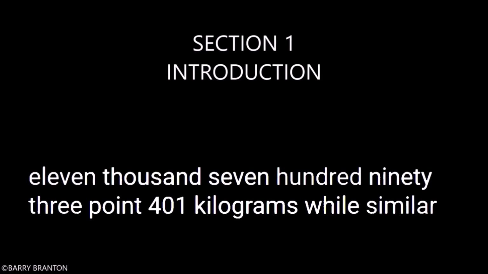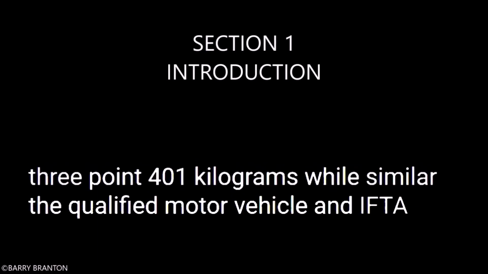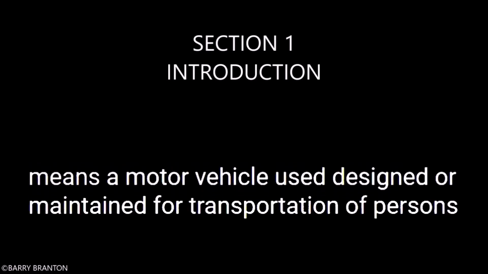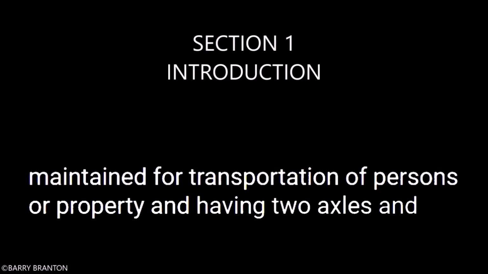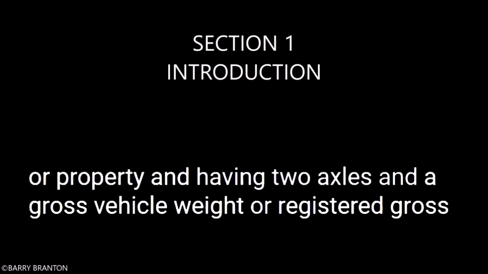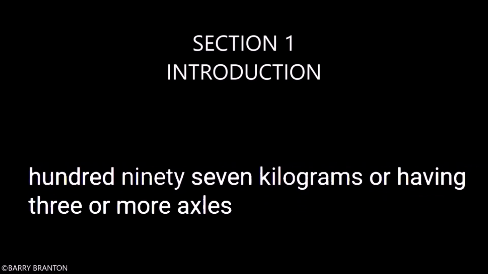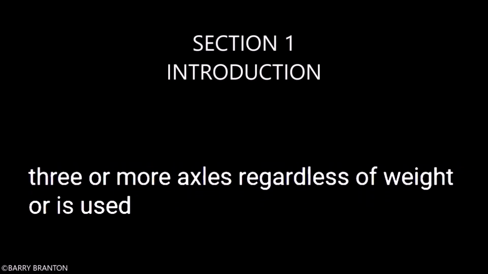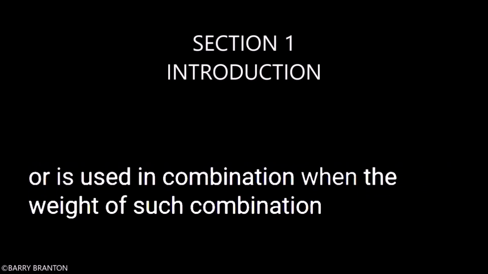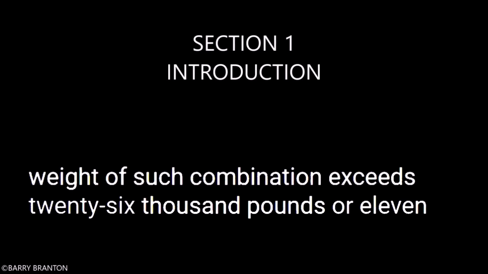11,793.401 kilograms. While similar, the qualified motor vehicle in IFTA means a motor vehicle used, designed, or maintained for transportation of persons or property and having 2 axles and a gross vehicle weight or registered gross vehicle weight exceeding 26,000 pounds or 11,797 kilograms, or having 3 or more axles regardless of weight, or is used in combination when the weight of such combination exceeds 26,000 pounds or 11,797 kilograms, gross vehicle or registered gross vehicle weight. Qualified motor vehicle does not include recreational vehicles.